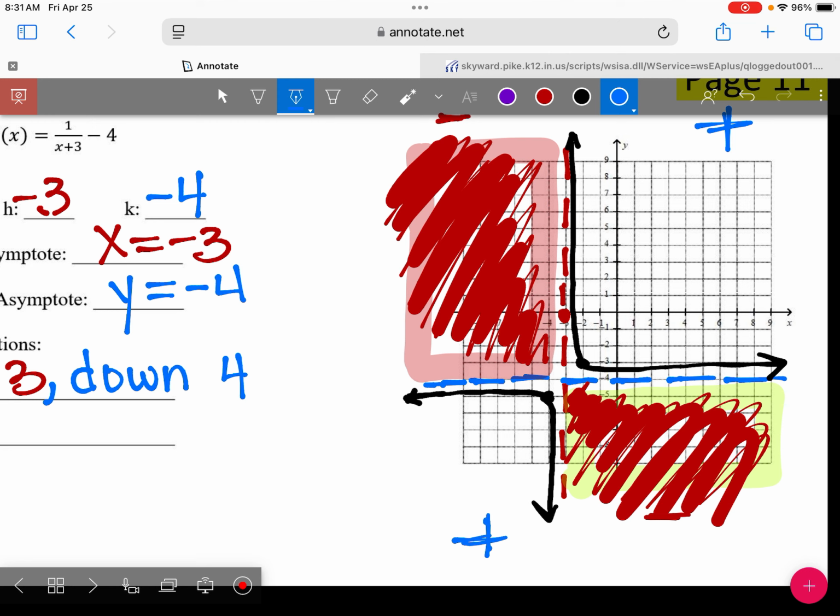Okay. So we're going to do one more. I feel like when a is 1, that's a little confusing. We're going to practice this a lot next week. So let's do another one.